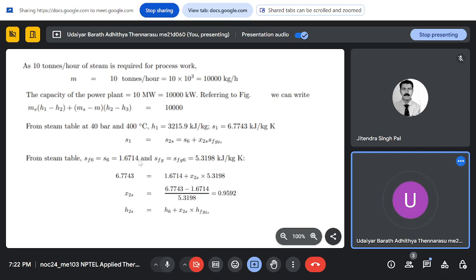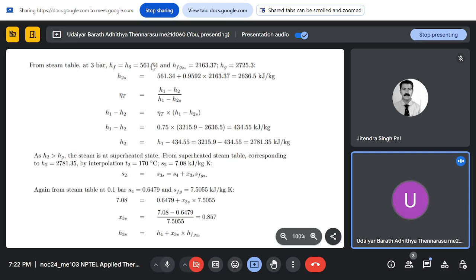So here we have estimated the vapor fraction at state 2s, which comes out to be 0.9592, and using the same relation, we can find out enthalpy at state 2s as 2636.5. So now using the efficiency of the turbine, which is 75%, we can estimate the change in enthalpy H1 minus H2, which comes out to be 434.55 kilojoule per kg, and individually enthalpy H2 is 2781.35 kilojoule per kg.